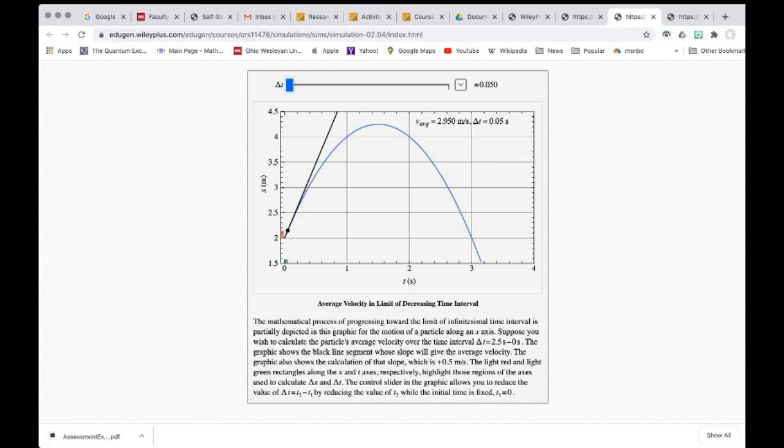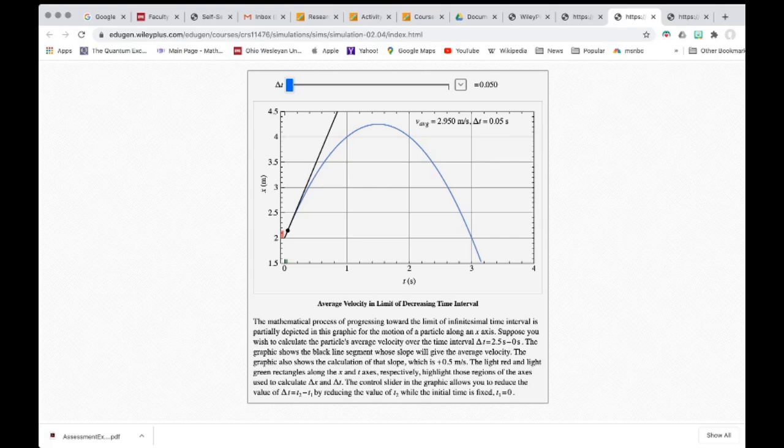So what we see is happening is that as delta t goes to 0, I'm getting a straight line that's tangent to the curve at time 0, and the slope of that line is the average velocity in the limit as delta t goes to 0, but that's what instantaneous velocity is. So we're getting to a nice geometrical interpretation of instantaneous velocity. If you have a plot of position versus time, x versus t, the slope of the tangent line to the curve at any given time is the instantaneous velocity of our particle at that time.